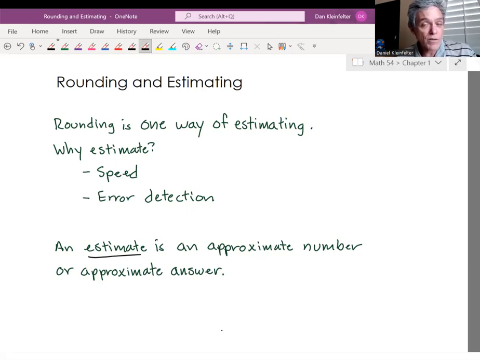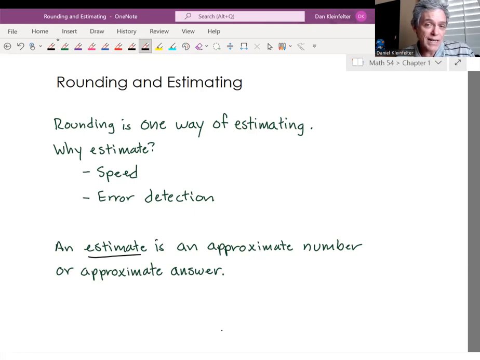Okay, however, sometimes an answer that's more accurate is more important. And so then we get an exact answer, like if you're trying to find the medication dosage for cold medicine for your kid or something, you're not going to want to produce an estimate, but an estimate is sometimes close enough is good enough. Okay, other times, error detection.